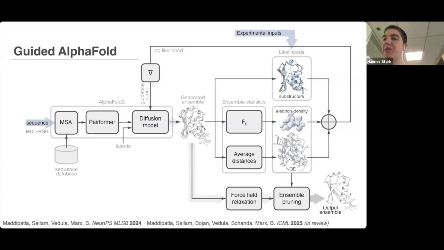Yeah, then let's continue a bit. Later on, I also have some questions about whether electron density or NOE is more helpful, more important, but I'm sure that's better in the results.